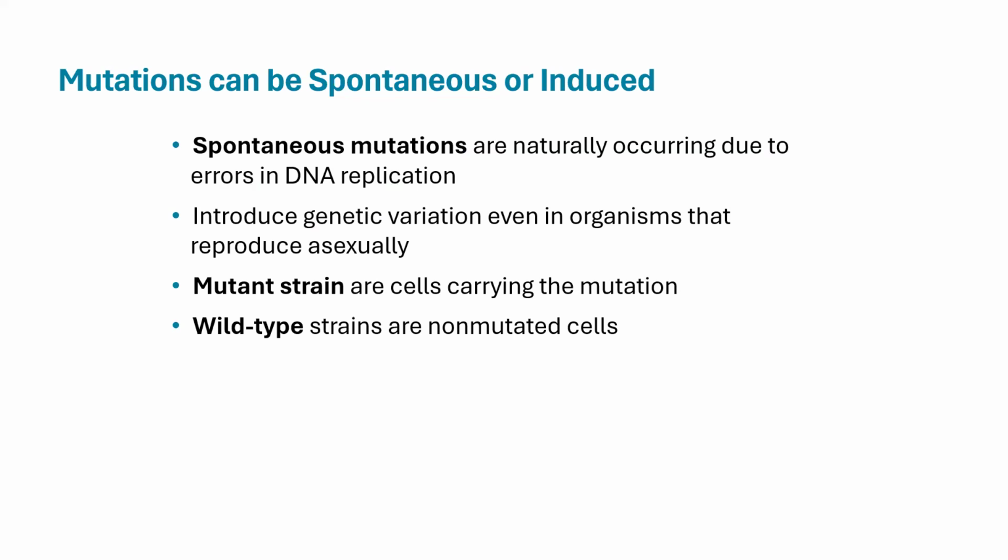So mutations can be spontaneous or induced. Spontaneous mutations just occur naturally due to DNA replication errors, which, remember, is like 1 in 10 billion bases. This can introduce genetic variation even when you don't reproduce sexually, right? Because this can have tiny changes in the DNA that accumulate over time. Regardless, you produce what's called a mutant strain, and these are cells that carry the mutation, which are different from the wild type strain, which are non-mutated cells.